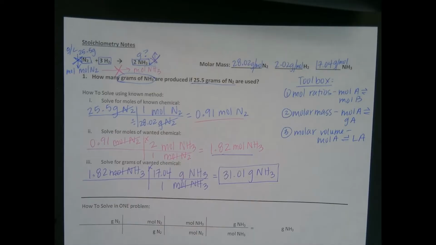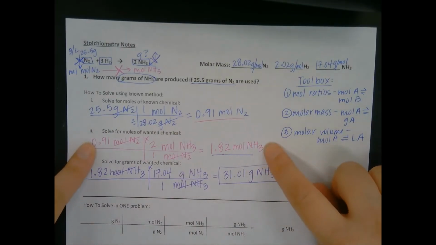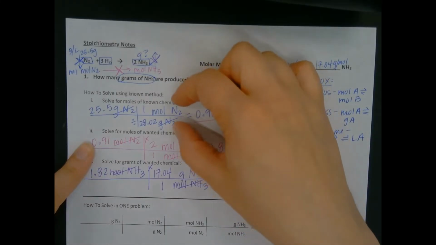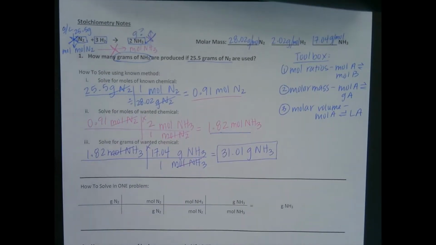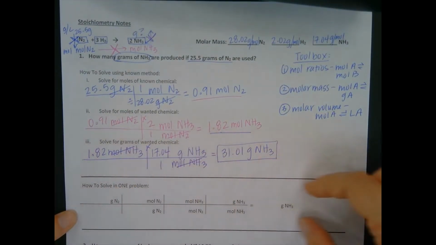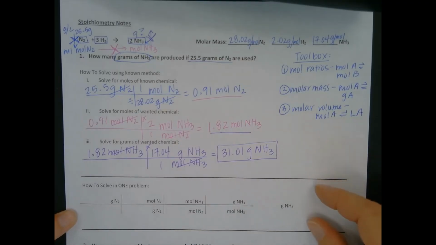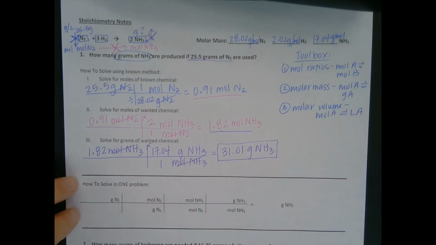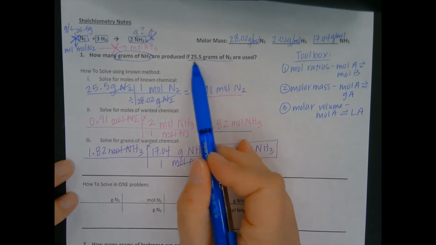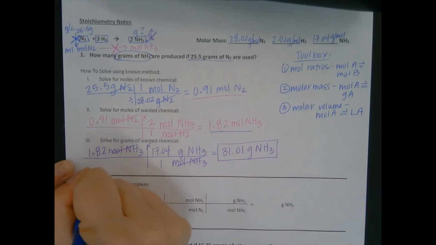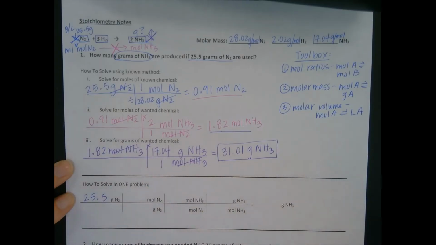And the way that we can do this is, instead of stopping to solve each time, I'm just going to put all of my ratios together and do it all at once. So if I'm going to redo this problem, but doing this as one train track, let's pretend like we're starting it over. I'm starting with 25.5 grams of N2.